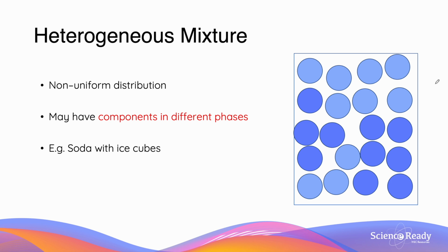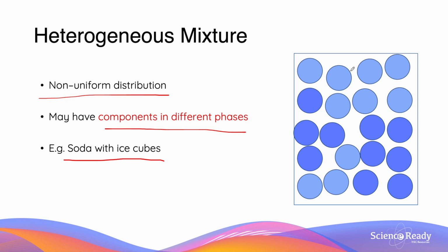Now, in contrast, we can have a look at this other classification, which is the heterogeneous mixture. A heterogeneous mixture has a non-uniform distribution and may have components which are in different phases. Now, an example of this which we will look at later is ice water, or we can have soda with ice cubes. Looking at the diagram on the right hand side, we see that the light blue and the dark blue dots are neither evenly spaced between one another, nor are they distributed in an alternating pattern.